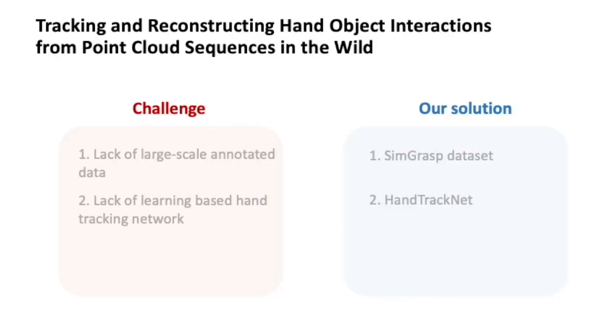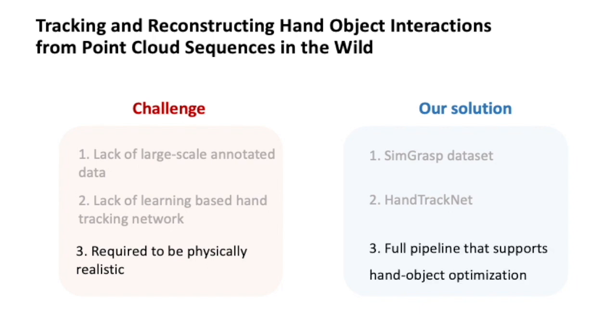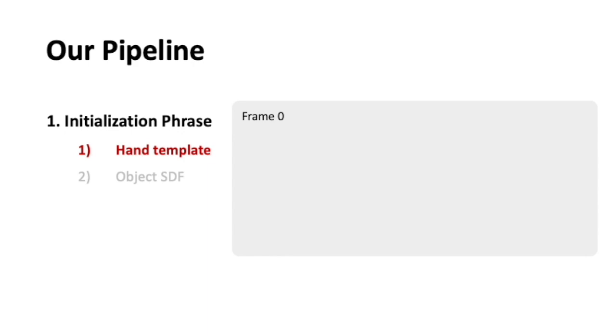Finally, we observe that hand-object pose and reconstruction need to be physically realistic, for example free from penetration or object floating in the air. We thus propose a full pipeline that jointly tracks and reconstructs hand and object, which enables optimization-based hand-object reasoning. Here we provide a walkthrough of our pipeline.